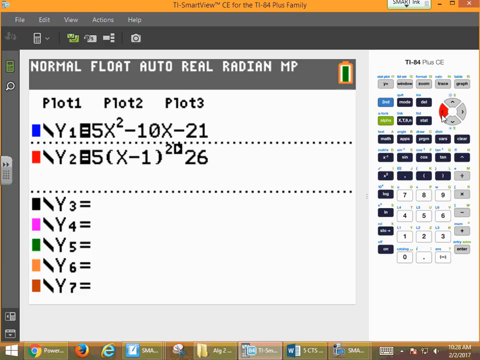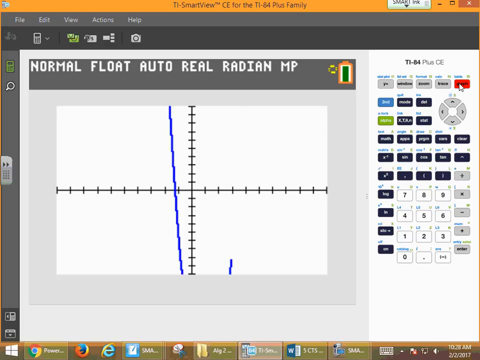Sorry. Minus 26. Nope. I'm just going to try this again. There we go. And then we're going to graph them at the same time. And because we see that both graphs cover the same quadratic and they both fall on top of each other, we know our answers were the same.